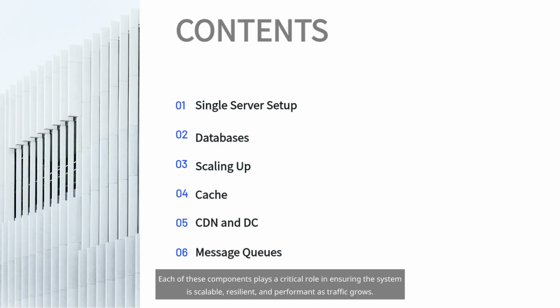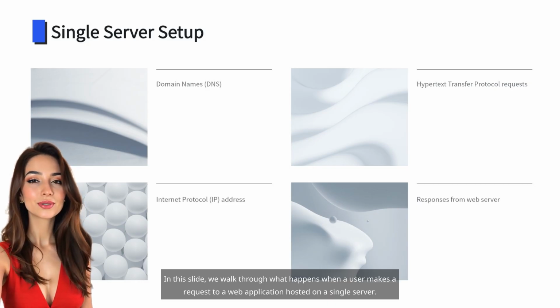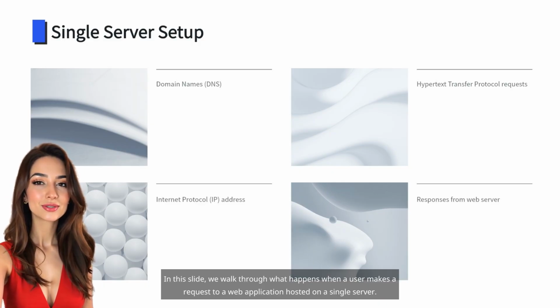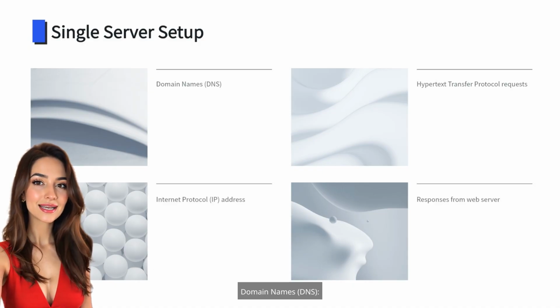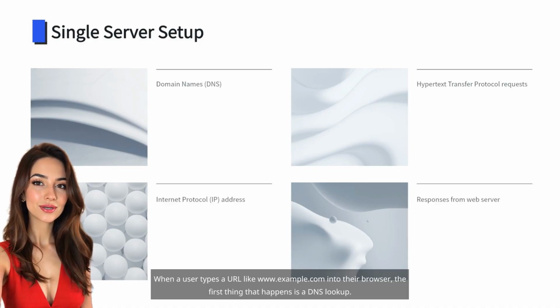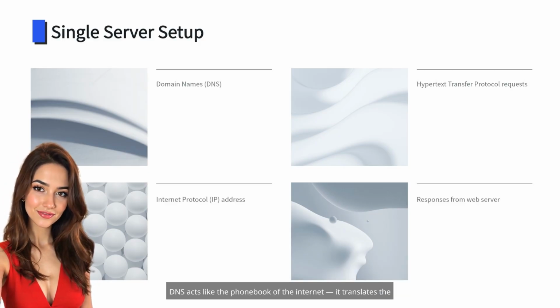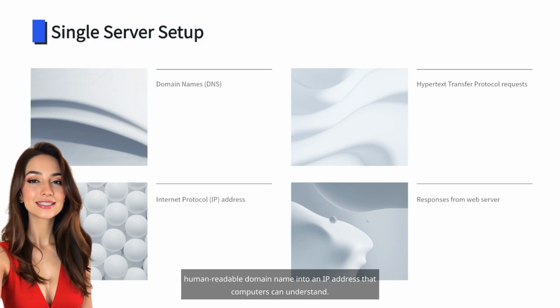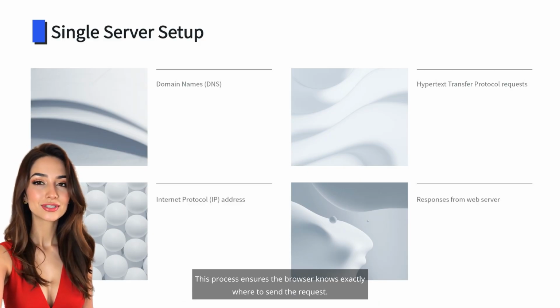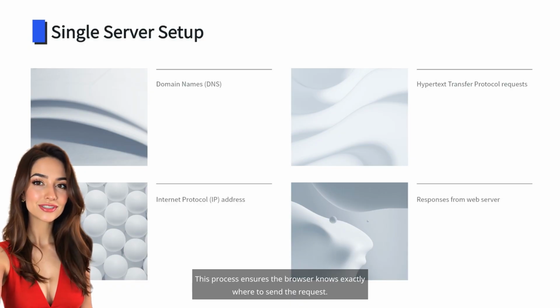In this slide, we walk through what happens when a user makes a request to a web application hosted on a single server. Domain names, DNS. When a user types a URL like www.example.com into their browser, the first thing that happens is a DNS lookup. DNS acts like the phone book of the internet. It translates the human-readable domain name into an IP address that computers can understand. This process ensures the browser knows exactly where to send the request.